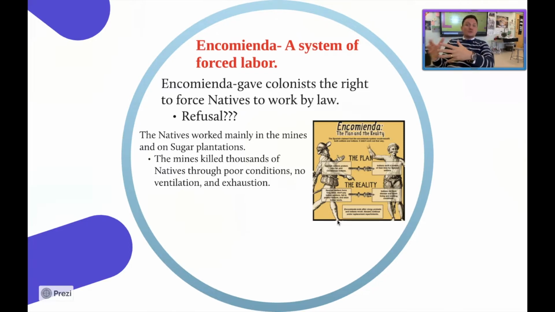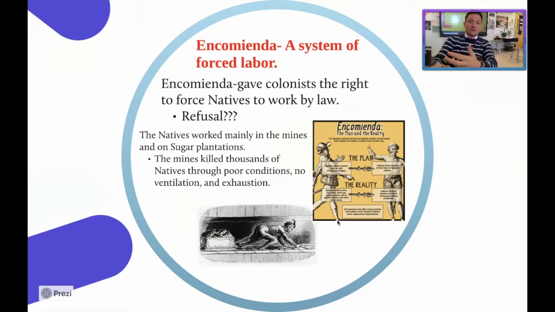Now, the one that was more dangerous to work in were the mines. The mines would kill thousands of natives through poor conditions, no ventilation, exhaustion, collapse, and things like that we were talking about a little bit earlier.